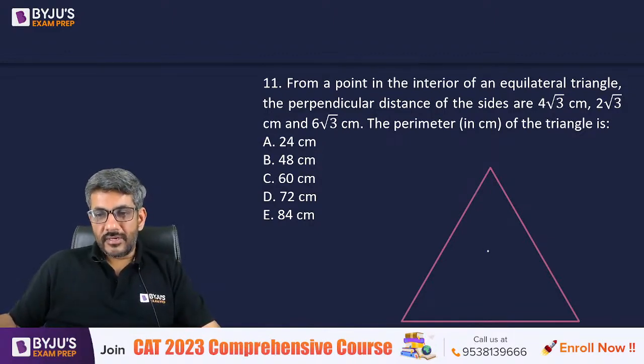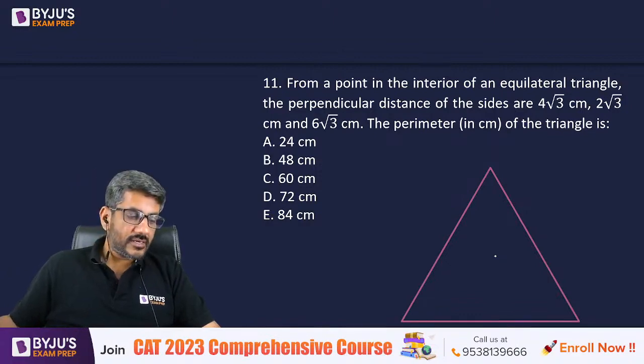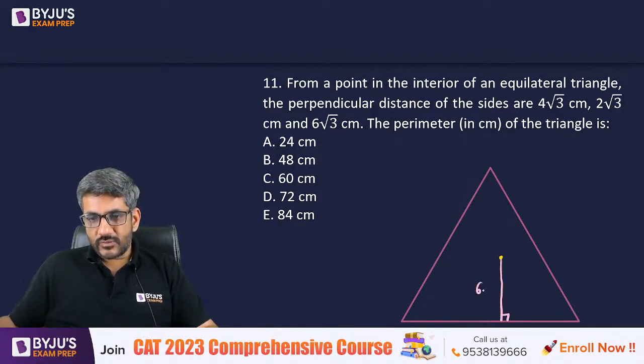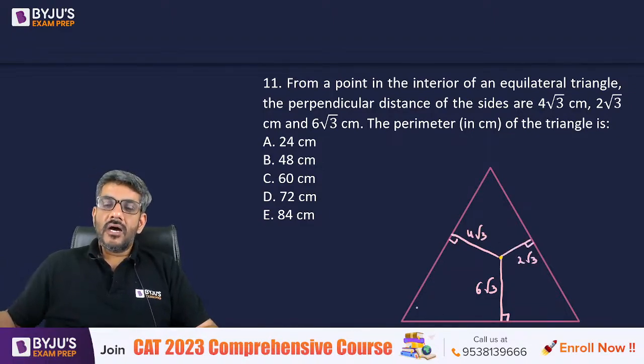Chalo let us start doing it. So let's say the point is here. It's an equilateral triangle. Let us assume the point is here. यहाँ मैंने एक point बना दिया है. So from this point, this line is at a distance of 6 root 3. This line is at a distance of 4 root 3. And this line is at a distance of 2 root 3.